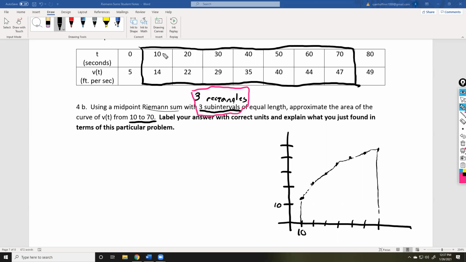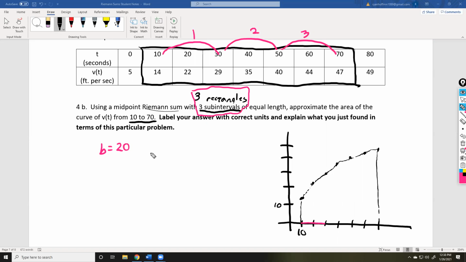So our first rectangle is going to go from 10 to 30. And then we're going to build a rectangle that goes from 30 to 50. And then we're going to build a rectangle that goes from 50 to 70. And that will give us 3 rectangles. So from 10 to 30, from 30 to 50, from 50 to 70. So rectangle number 1 is going to go from 10 out to 30. And so our base is going to be 20, the distance from 10 to 30. In fact, all of the bases are going to be 20.